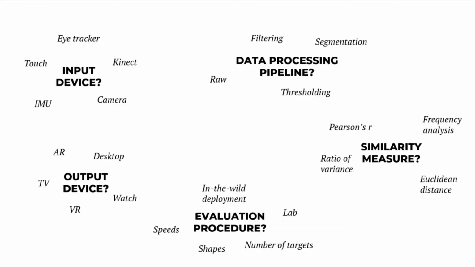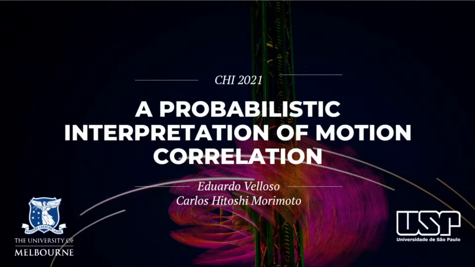In this paper, we draw from probability and information theory to help us design better motion correlation techniques. We argue that a probabilistic interpretation offers a holistic approach for understanding motion correlation and a consistent language for framing future work and advancing progress on the topic.